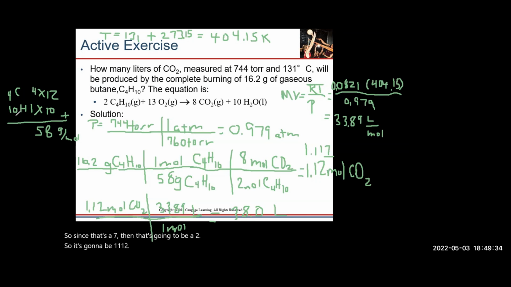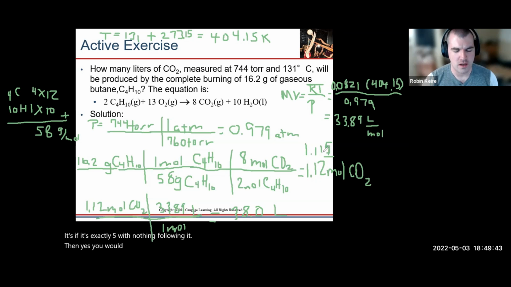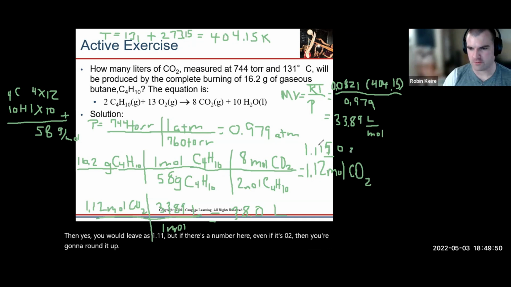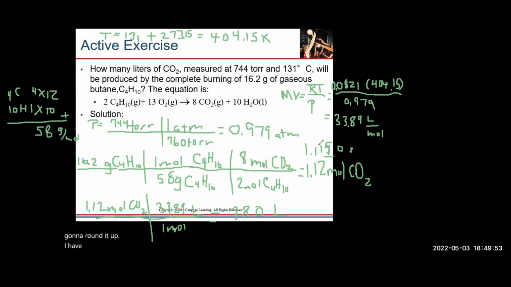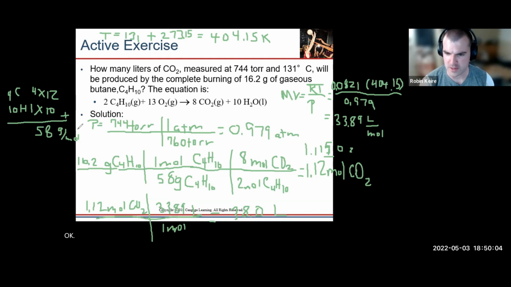But if it's a 5, you can leave it as 1.11, right? If it's exactly 5 with nothing following it, then yeah, you leave it as 1.11. But if there's a number after it, even if it's 0.2, then you're going to round it up. I have different sig figs because I'm using all three decimal places. I think that's where my computation went off. I was just wondering if I did something drastically wrong, but it looks like no.